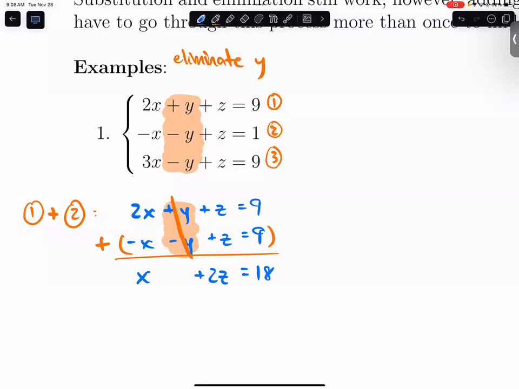Two x plus negative x, so 2x minus x. Y minus y, those drop out, and then z plus z, so 2z, is 9 plus 9. Isn't it supposed to be plus 10? Because you're adding. Oh, yeah, no, I just copied it down wrong. Sorry. That should be a 1, right? That's what you're talking about? Yes, sir. Yeah, okay, I just copied it down wrong.